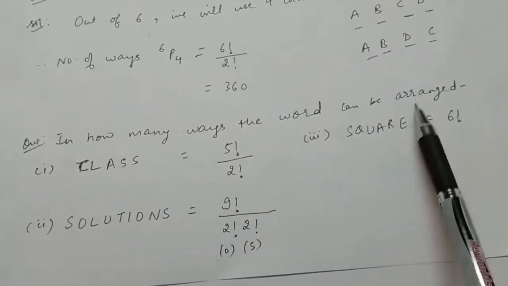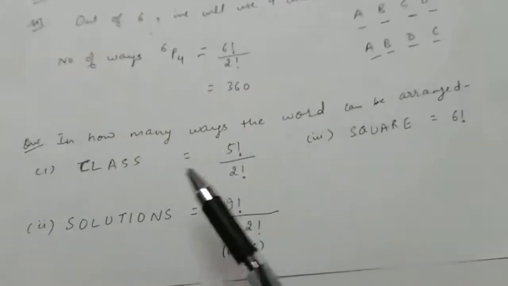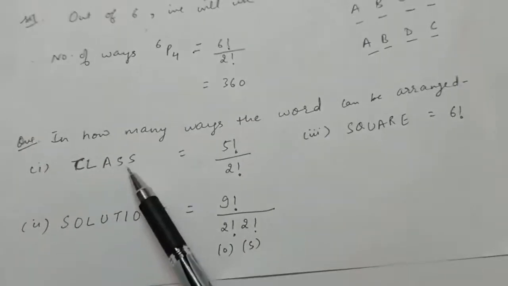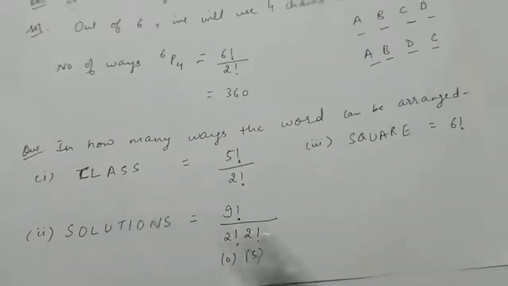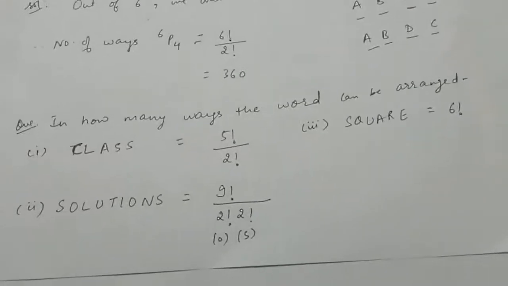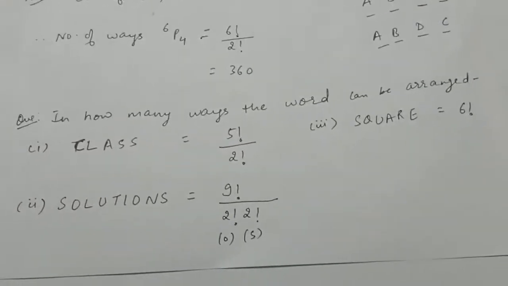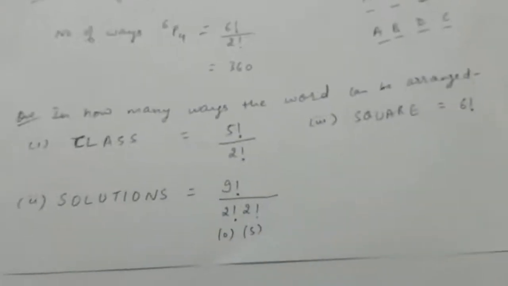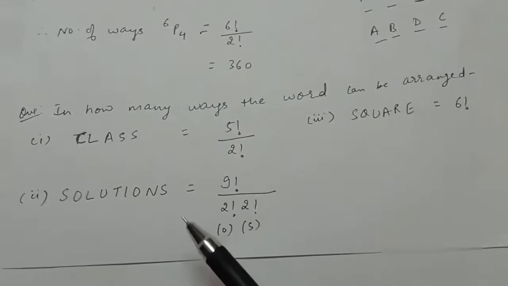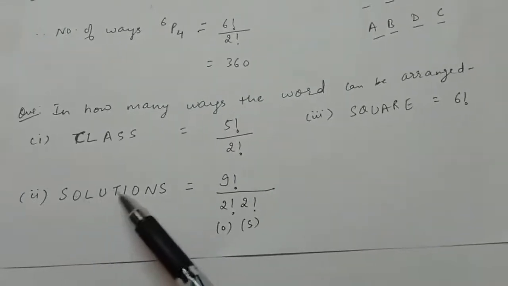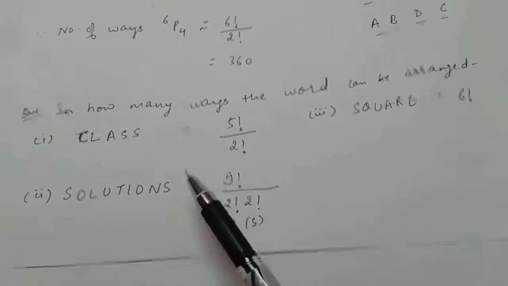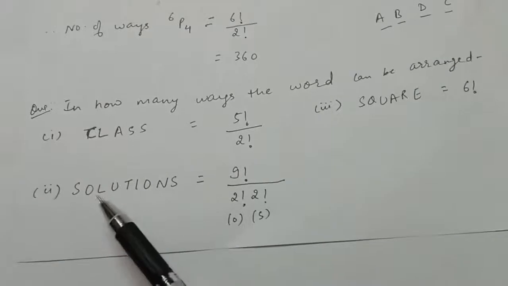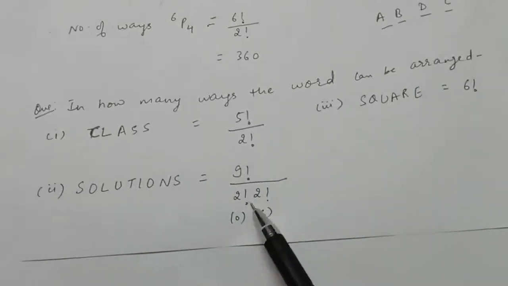Now obviously we have to arrange, so we will use permutation. Now see, the first word is class. It consists of 5 letters, out of which you can see S repeats twice. Therefore the total ways in which this can be arranged is 5 factorial divided by 2 factorial. Now next is solutions. In this you can see this consists of 9 letters, which can be arranged in 9 factorial ways. But because O is repeating twice, we have to divide it by 2 factorial.